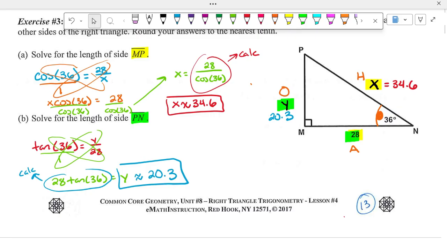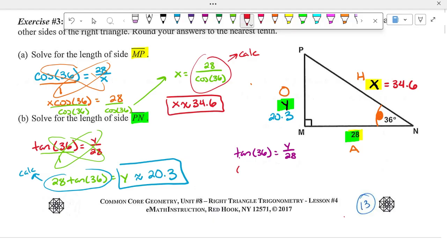Now, let's say the solving by hand confuses you guys. How could you use your trig table? Couldn't we figure out already what the tangent of 36 is? All right. So what is the tangent of 36? If you look at your trig table, what's tangent of 36? So let's say I set it up again. So tangent of 36 is equal to y over 28. What is the tangent of 36?